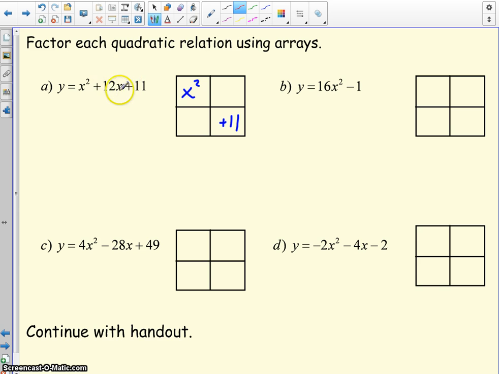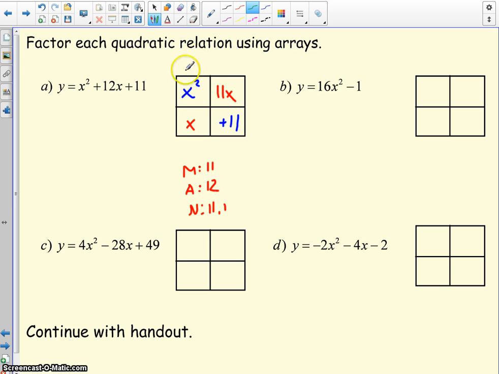Okay, so we have an a value of 1, a c value of 11, so we need two numbers that multiply to 1 times 11, which is 11, but add to my x term, which is 12. Okay, so those two numbers are going to be 11 and 1. So I'm going to put 11x in one corner of the array, x in the other. If you switch the x and the 11x, it's not the end of the world, because it'll work either way. It's just a matter of your preference.